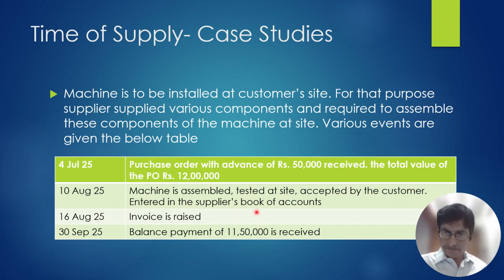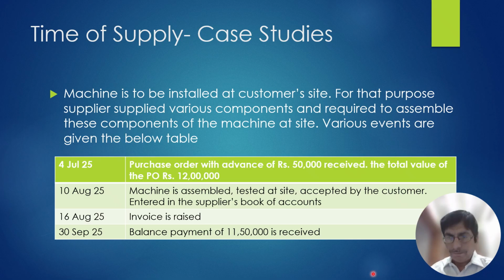On 16th August 25, the invoice is raised. On 30th September 25, balance payment of 11,50,000 has been received. So what is the time of supply for this 50,000 rupees advance, and for this balance payment of 11,50,000? That is the question. See, there are three points that we need to note here.